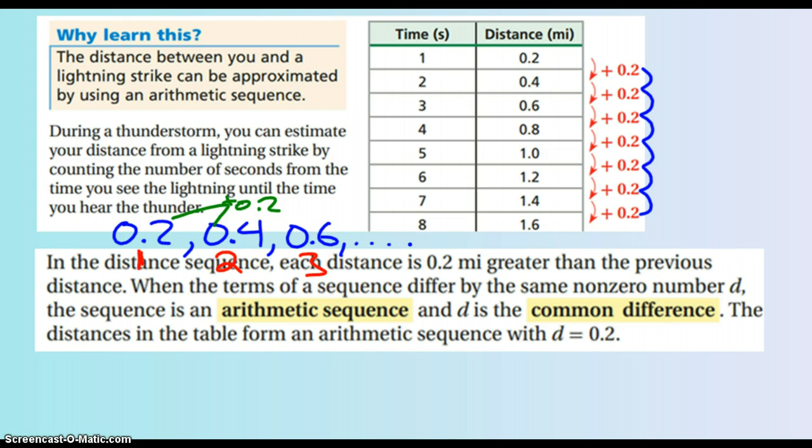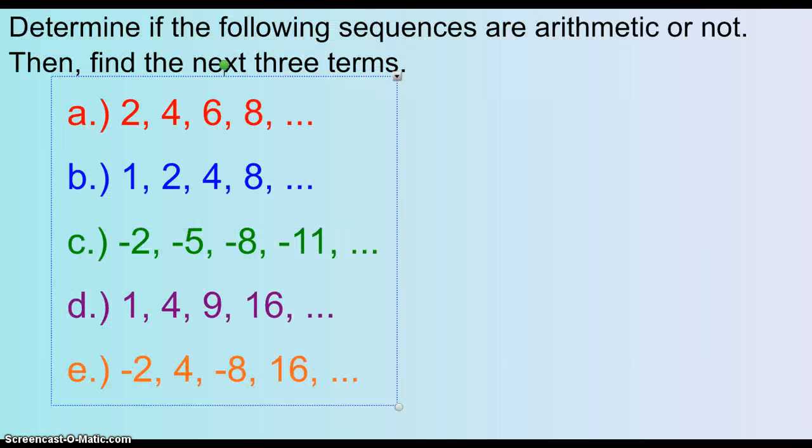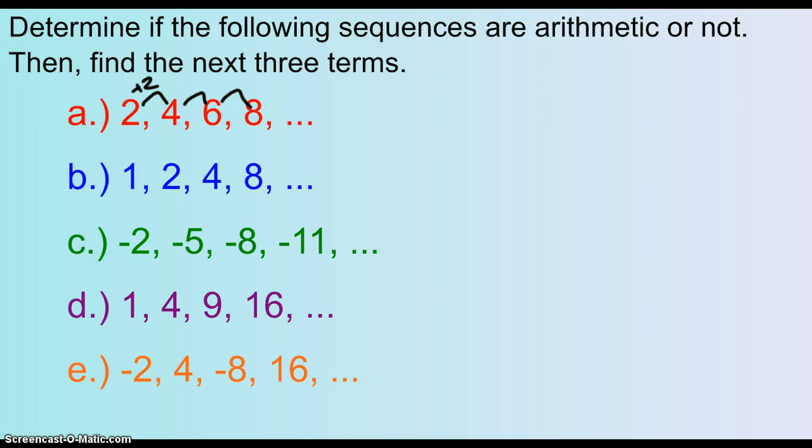So let's take a look at a couple examples here. First, what I want us to do is determine for these examples, are they arithmetic or not? And if they are arithmetic, let's find the next three terms. So let's look at A. We're looking for a common difference between each term. To get from 2 to 4, I'm adding 2. 4 to 6, adding 2. 6 to 8, adding 2. We have a common difference. Yes, this is arithmetic. So that one is arithmetic.